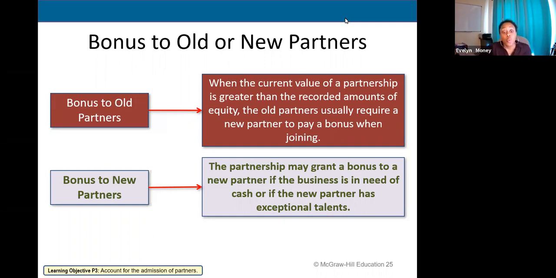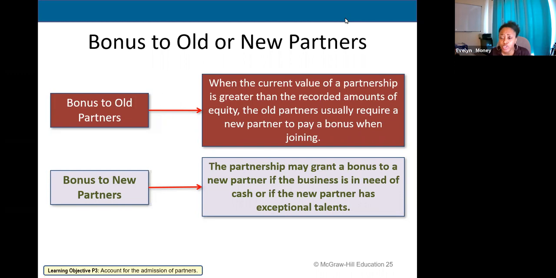The difference between what the new partner brings in and the capital account balance that they receive is known as a bonus. Sometimes bonuses are paid to the old partners, and sometimes bonuses are paid to the new partners. It just depends on the situation.